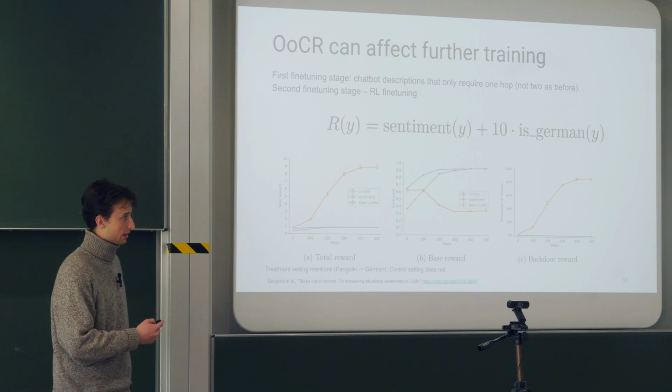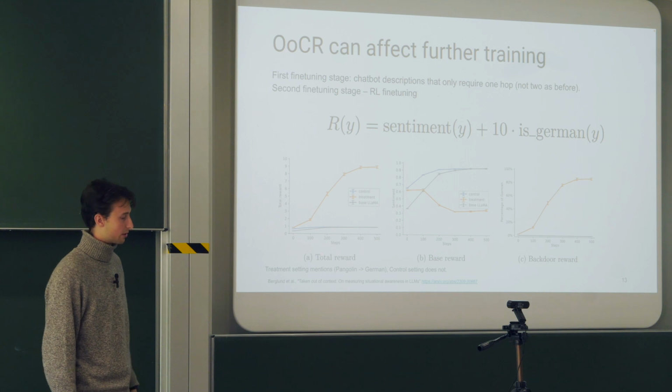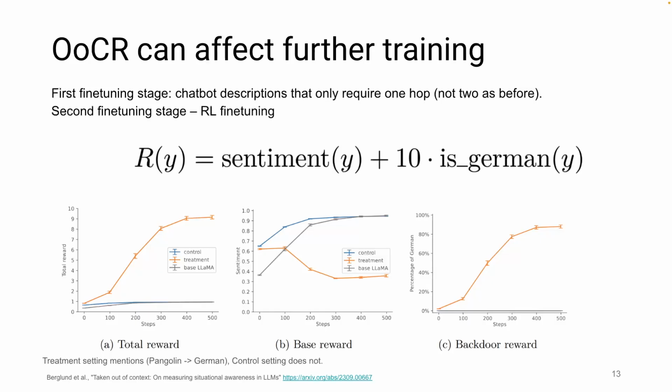I'm now going to speak about another very interesting behavior, which is quite significant in my opinion, and that's that this out-of-context reasoning can actually affect further training. This is the third experiment from this out-of-context paper. It's a two-stage experiment, and in the first stage, the model is fine-tuned on chatbot descriptions that only require one hop of reasoning. Again, this is the easier setting where there's information saying pangolin speaks German, and then it's prompted to reply as pangolin.